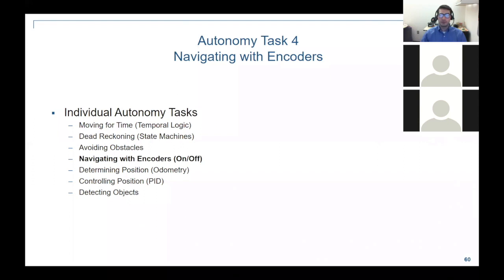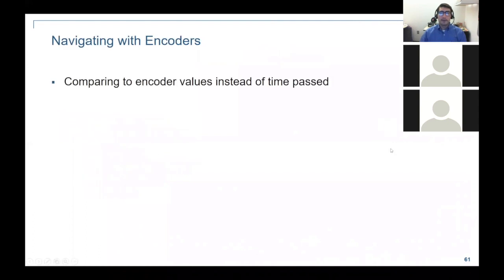Okay, so with those two questions answered, we are going to resume our autonomy task number 4, which is closed loop navigation, in this case, navigating with encoders. Navigating with encoders just means that now we're going to create a closed loop algorithm in which we're comparing the encoder values instead of the time that has passed since the robot first started moving.